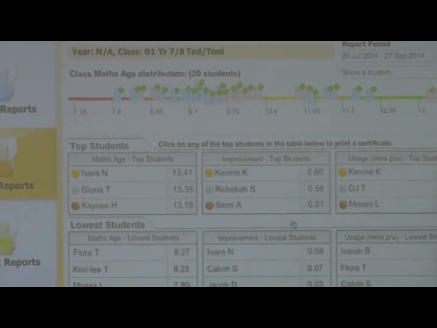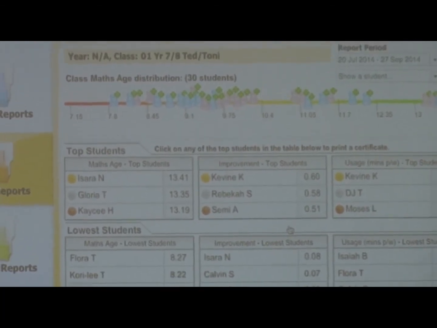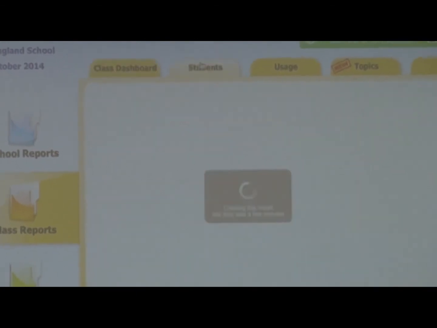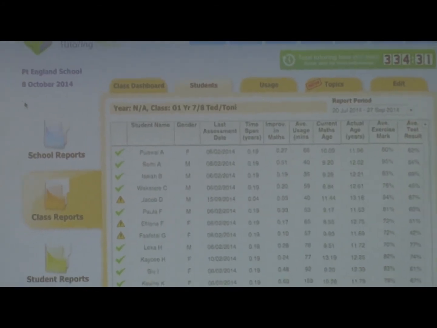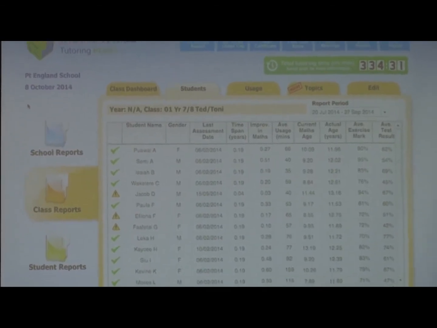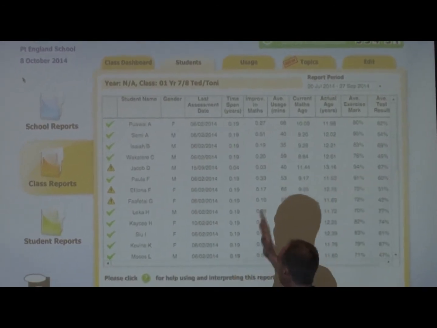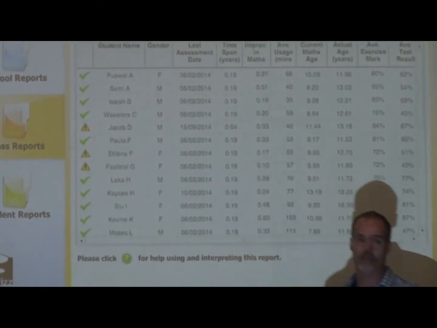But at a glance, I sometimes have parents come in, hey, how's my child doing? This is almost always my first port of call. Let's have a look. They're on Whizz every day. Let's see how they're doing. And there have been some real neat bonuses that come out of having a program that you can't trust. If you can't trust it, get rid of it. That's my advice. If you can't trust the data that you're getting, don't keep it around.